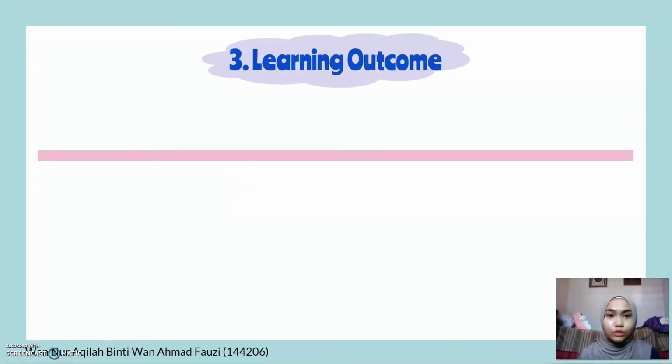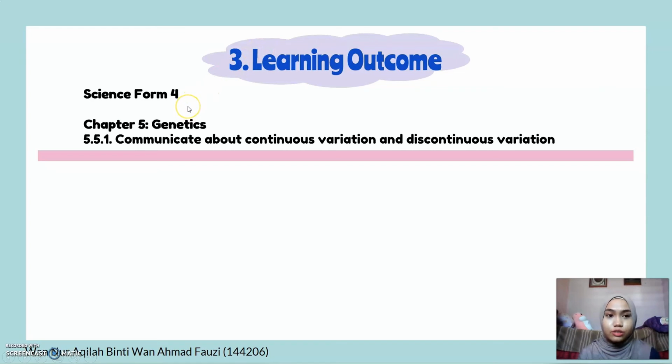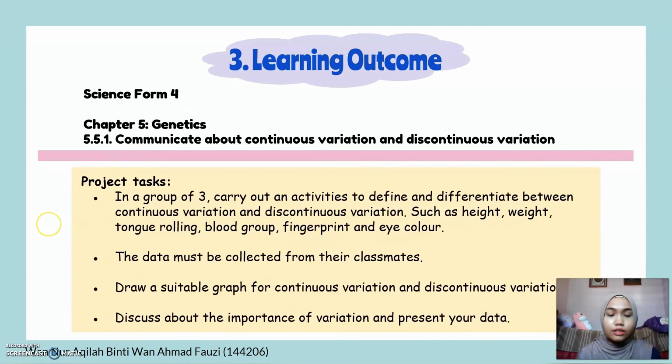So now I will continue with the third learning outcome of performance-based assessment. I chose Science Form 4, Chapter 5, Genetics, with learning outcome 5.5.1, which is to communicate about continuous variation and discontinuous variation. I designed one project task for my students. Task number 1: in a group of 3, carry out activities to define and differentiate between continuous variation and discontinuous variation, such as height, weight, tongue rolling, blood group, fingerprint, and eye color.